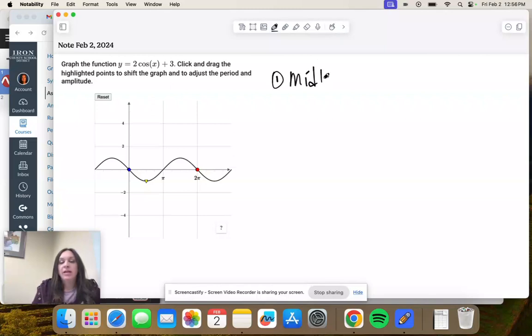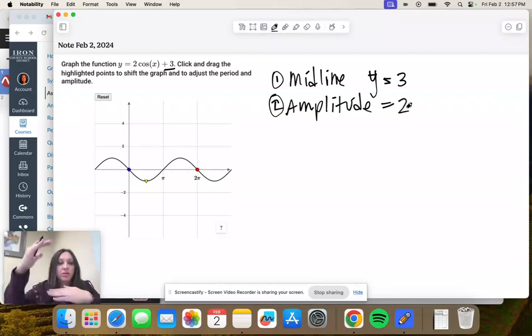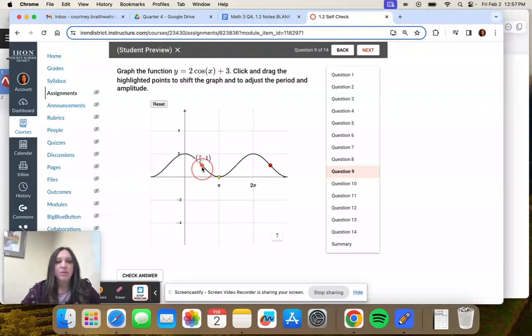We have a midline here at 3. So we need to move our graph up to y equals 3. And then our amplitude is 2. It's that number in the front. So we want 2 above and 2 below. So I'm going to move up here to y equals 3.